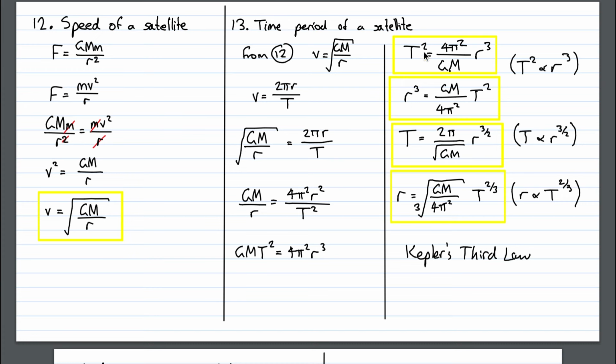I've got T squared is proportional to r cubed, or r cubed is proportional to T squared just by dividing through by the constant. Or I could take the square root of everything and get T is proportional to r to the power of 3/2. Or instead I could have taken the cube root of everything and had r is proportional to T to the 2/3. Any of those is fine. They're Kepler's third law. And what you're asked to show, well, pick one. I don't know what you'll be asked to do.